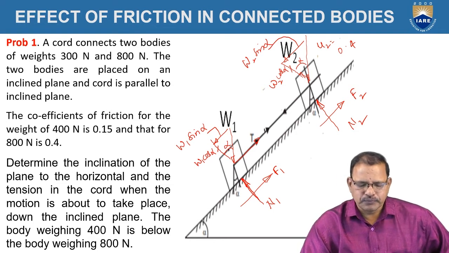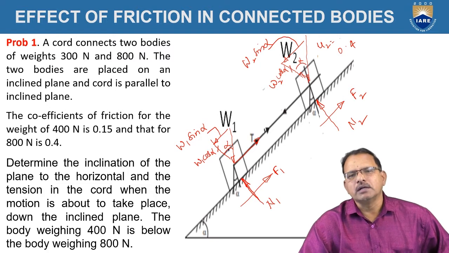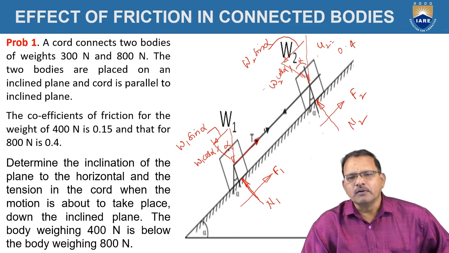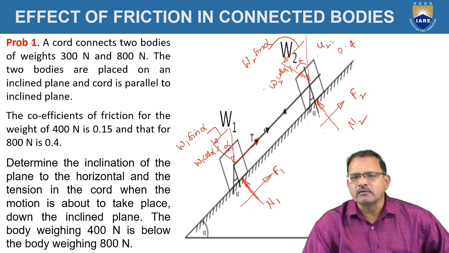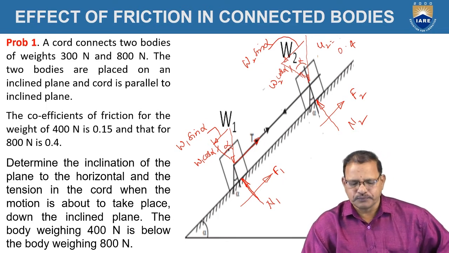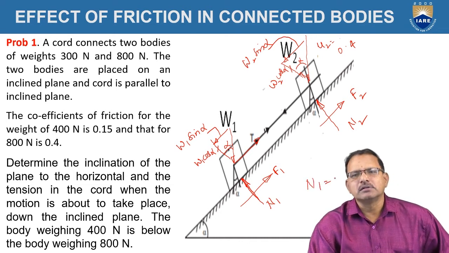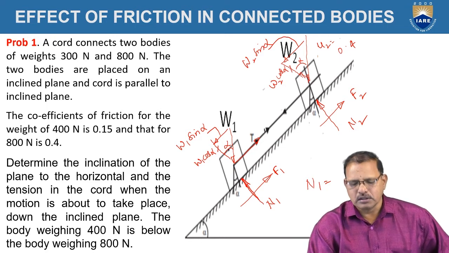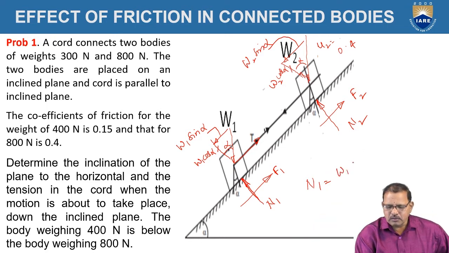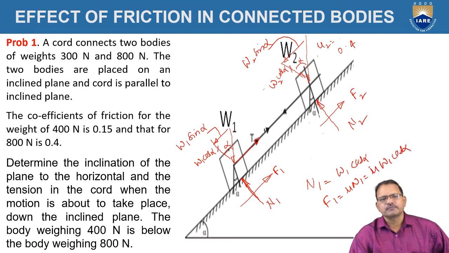In this case, we have to analyze the forces by taking the bodies W1 and W2 separately. Before analyzing the forces, we have to consider the values of N1 and N2 in terms of W. Here, N1, the normal reaction at the contact surface of body 1, is equal to W1 cos alpha. Hence, the frictional force F1 is equal to mu N1, which is also equal to mu1 into W1 cos alpha.